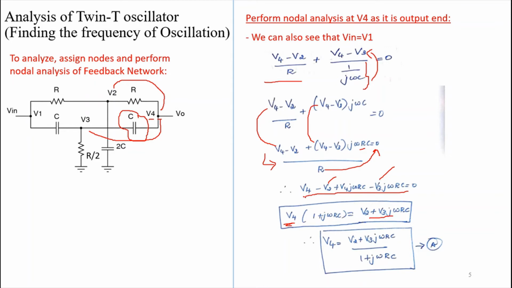If you see this V4 term, there's a one V4 term over here and the other term is j omega RC. So therefore we've got V4 into 1 plus j omega RC. Now from this equation, you just bring this 1 plus j omega RC to the right hand side denominator. So therefore you will be getting V4 as V2 plus V3 j omega RC divided by 1 plus j omega RC. So this is the value of V4.